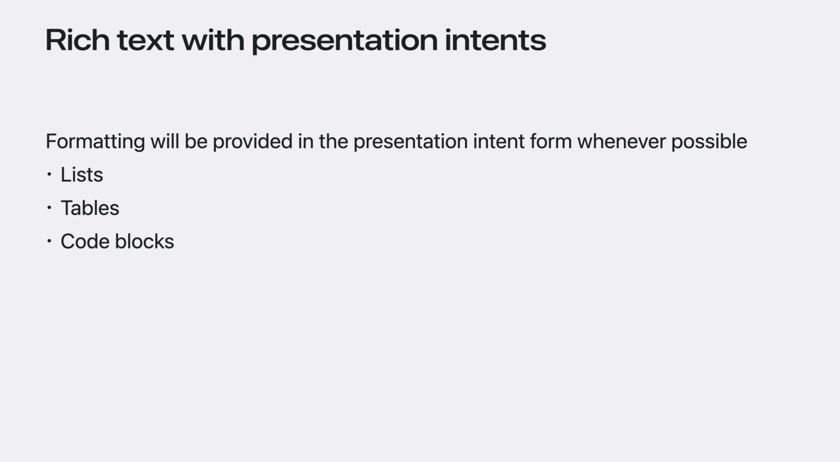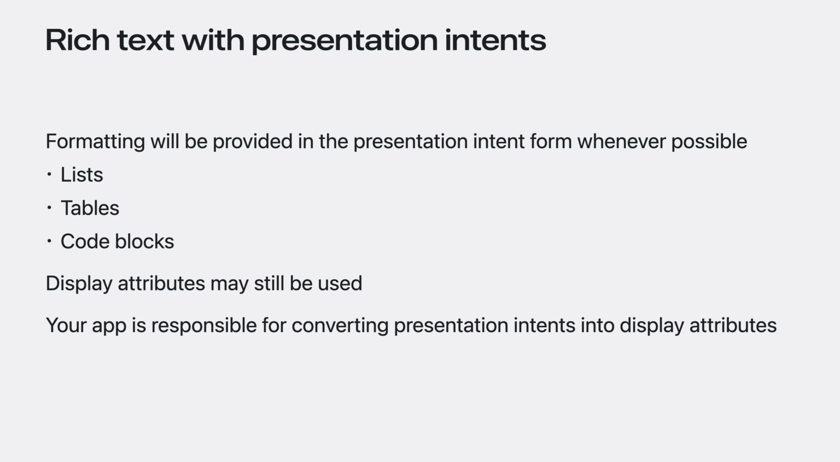To summarize, in presentation intent mode, we'll provide styles in the presentation intent form whenever possible. This includes elements like lists, tables, and code blocks. Display attributes may still be used for attributes like underlines, subscript, and superscript. And lastly, presentation intents don't have a default style. Your app is responsible for converting presentation intents into display attributes, or its own internal styles.